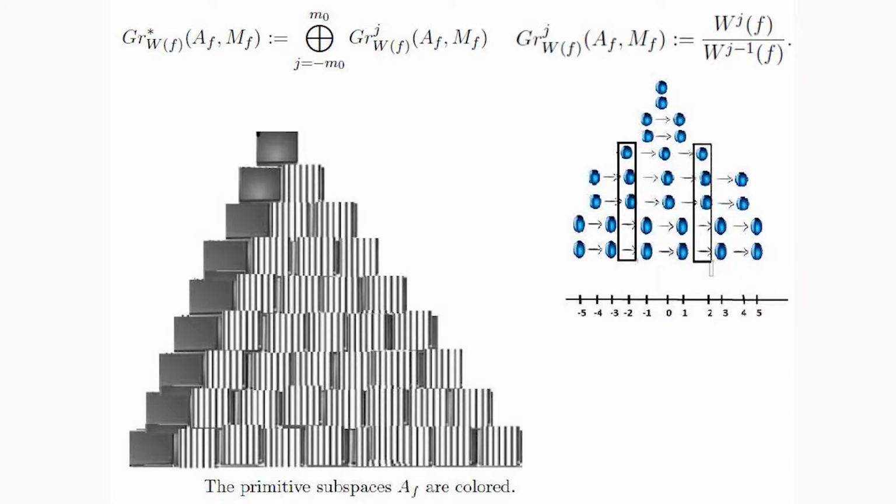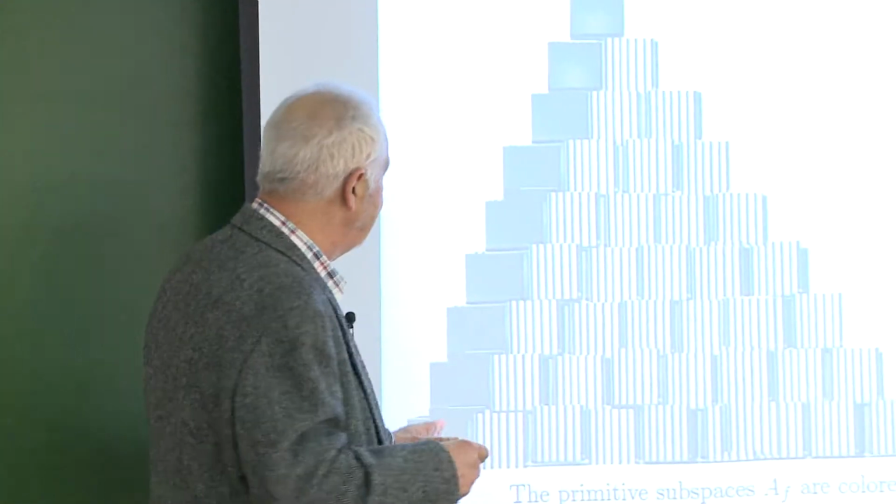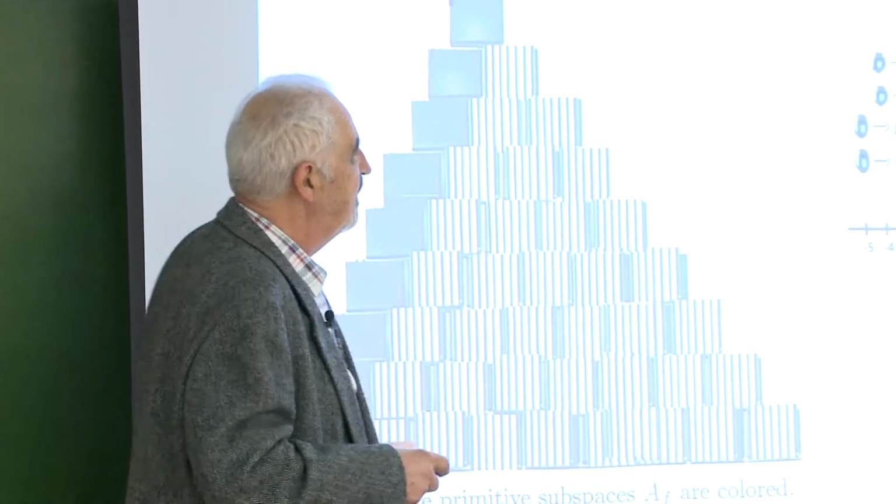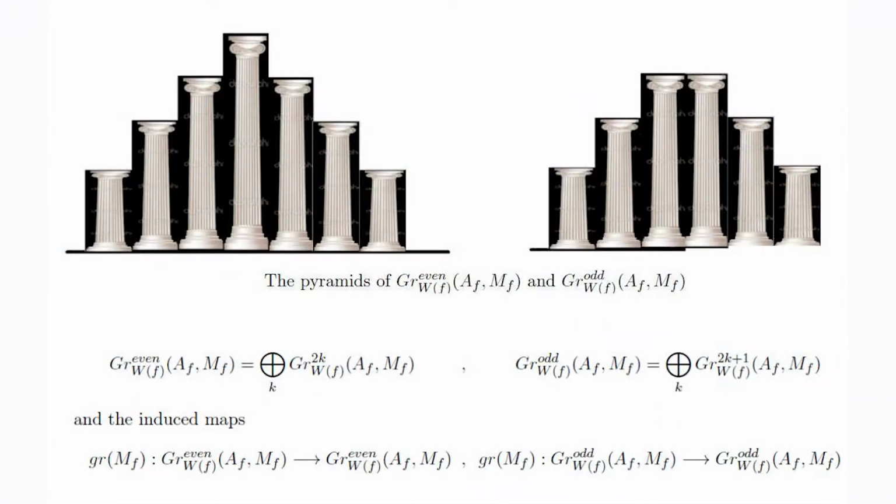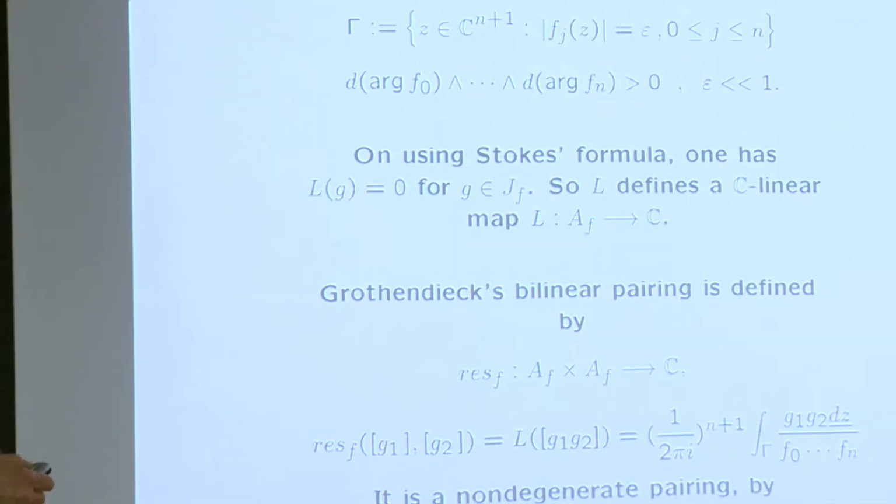So we do the same thing. Here these are the primitive parts. These would be the graded pieces. We form these pyramids. And now the bilinear form. This is a beautiful bilinear form, which is called Grothendieck duality.